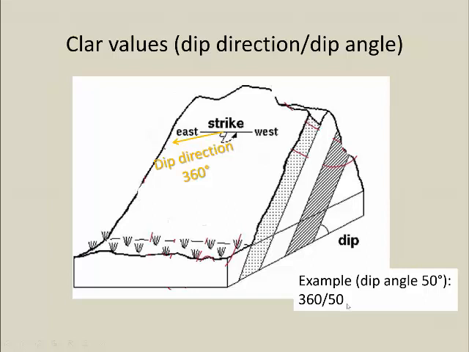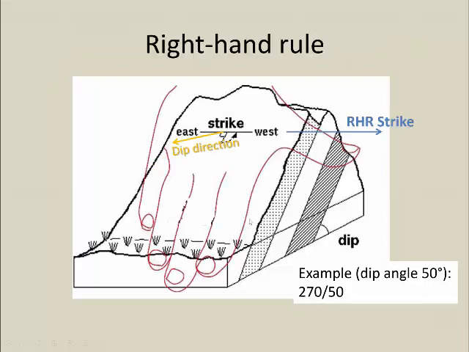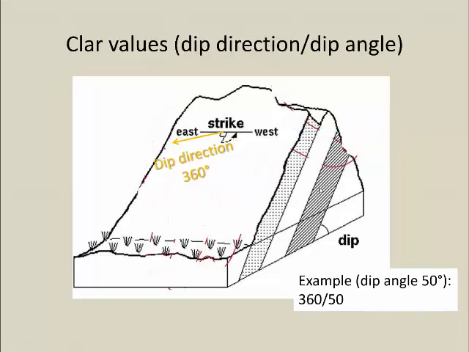When you write a document, a report or a thesis or anything like that, you have to tell the reader up front what kind of notation you use. Are you using right hand rule notation? Then the reader would know this number here refers to the right hand strike and this here to the dip angle. If you tell your readership you are using Clar values, then the first value here will be the dip direction, followed by the dip angle.